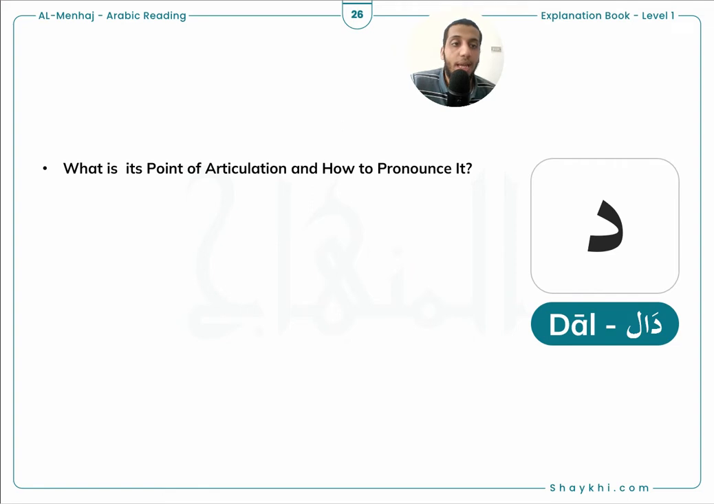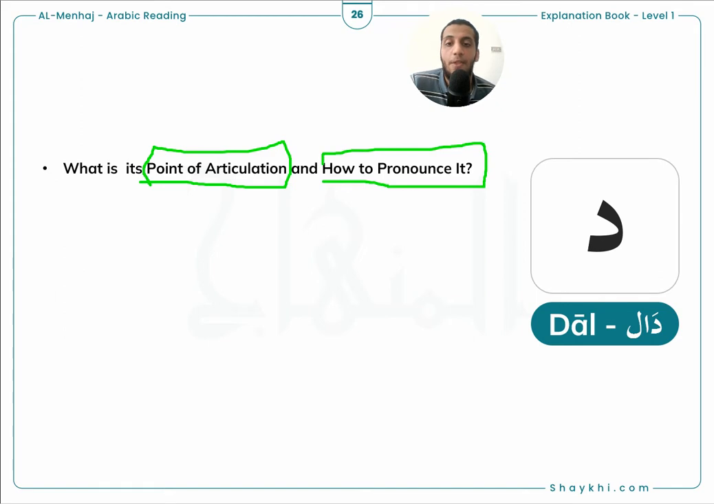We said that these are 2 different points: the point of articulation and how to pronounce it. The point of articulation is the organ that is used to pronounce this letter, while how to pronounce it is how to use the organ to pronounce that letter. So letter Dal. Try by yourself to discover its point of articulation. Da, da, dal, da, da, dal. As it's clear, the point of articulation of this letter is the tongue.